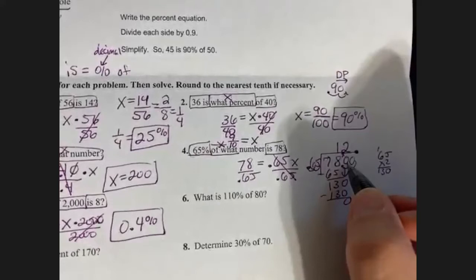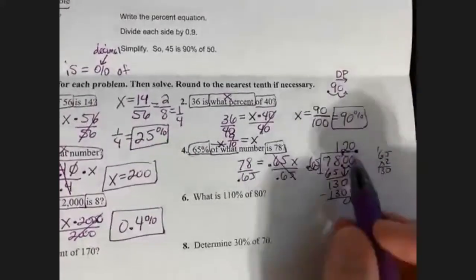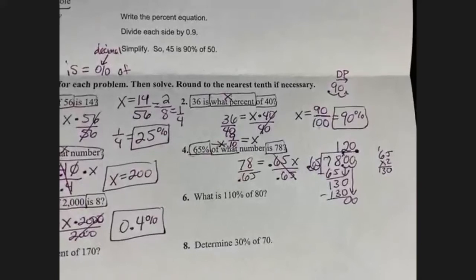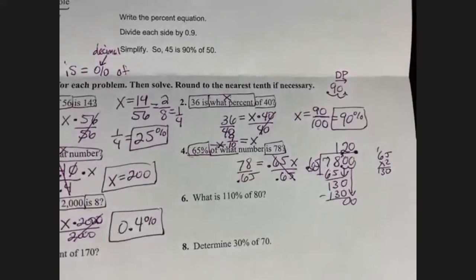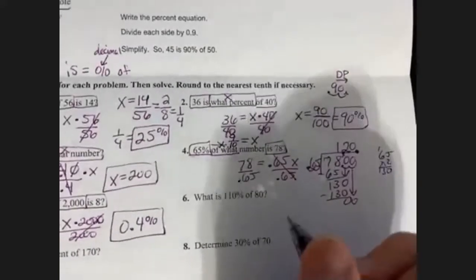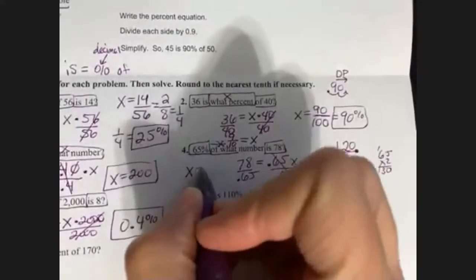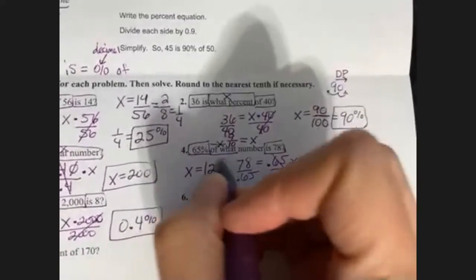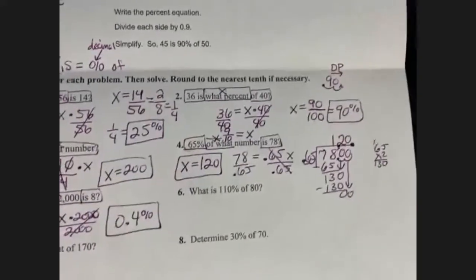I do have to bring one more 0 down and it doesn't go in and it shouldn't be 12. 65% of 120 is 78 because otherwise 12 wouldn't make sense. So X equals 120. And it's just a number, it's not a percentage.